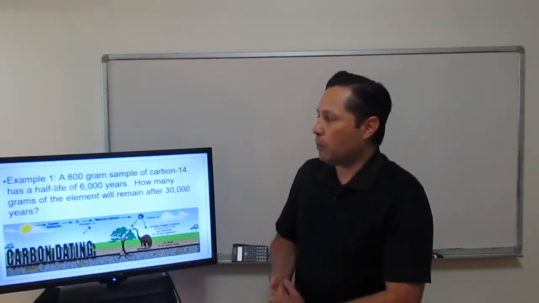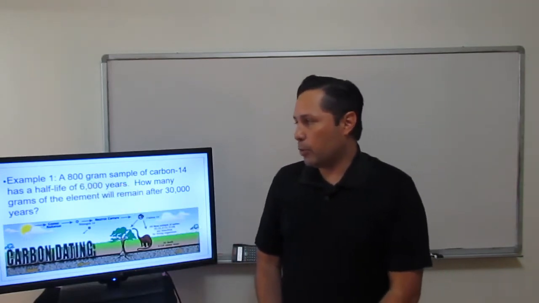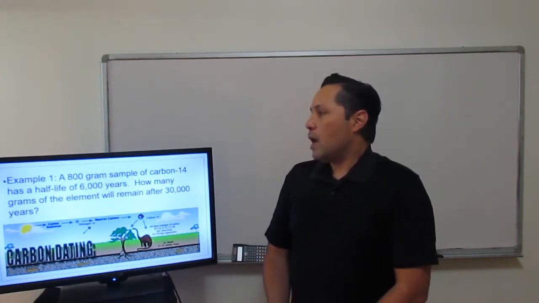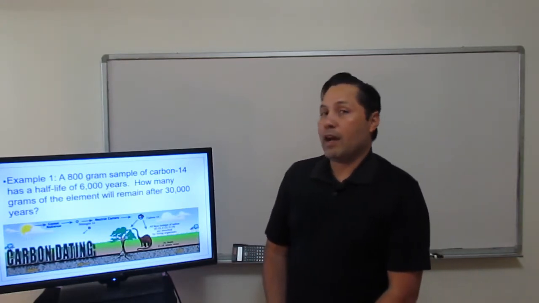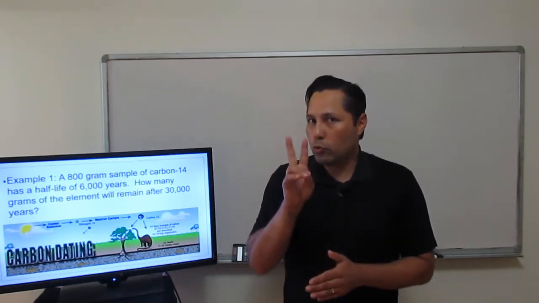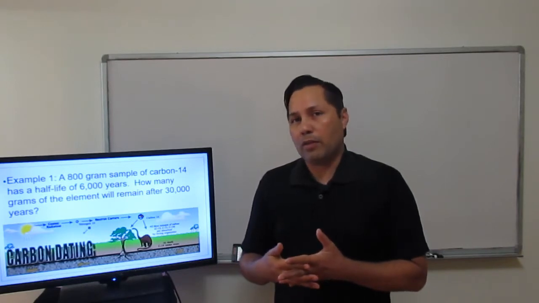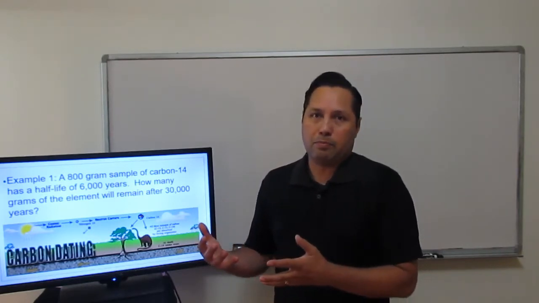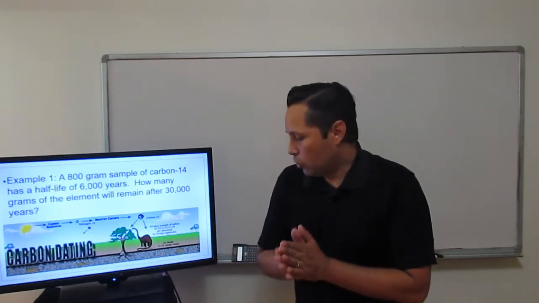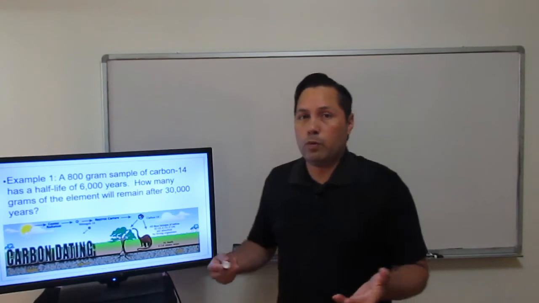So in this problem, they ask you the following. An 800-gram sample of carbon-14 has a half-life of 6,000 years. How many grams of the element will remain after 30,000 years have gone by? Now, there's two ways to solve for this. One is a little bit more work but easier math. The other one is more math, which is slightly more difficult, but it takes less time. So I'm going to solve it both ways, so you can use whichever one works best for you.